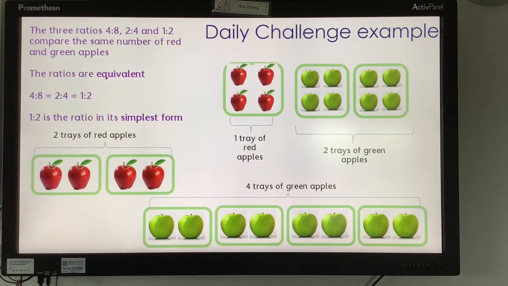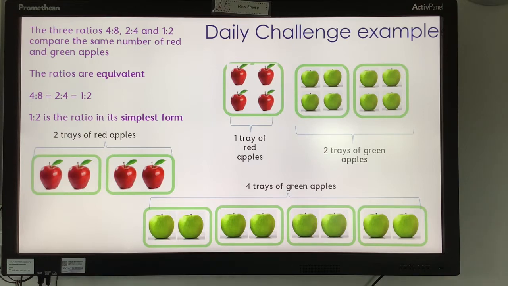Now this tells us that those 3 ratios are equivalent. The 3 ratios, 4 to 8, 2 to 4 and 1 to 2, compare the same number of red and green apples. Throughout, the number of red and green apples stayed the same. It was just how we represented them, how we grouped them that changed. So their ratios are equivalent. 4 to 8 is the same as 2 to 4, which is the same as 1 to 2. The ratio, the relationship between those numbers, is the same.